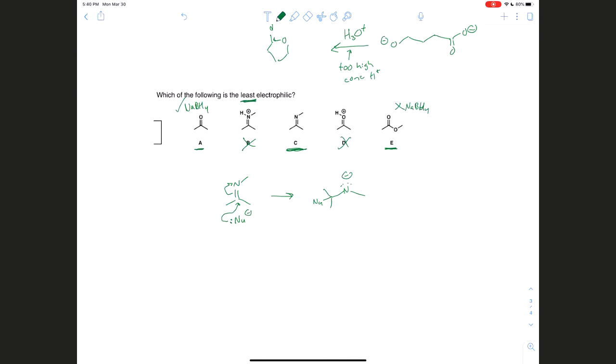So we could maybe consider attacking each one of these. We know that the difficult part of additions to carbonyls, where they act as electrophiles, is the formation of the tetrahedral intermediate.